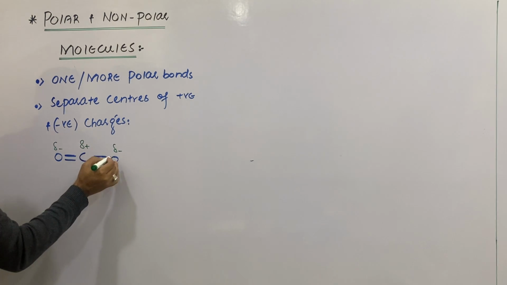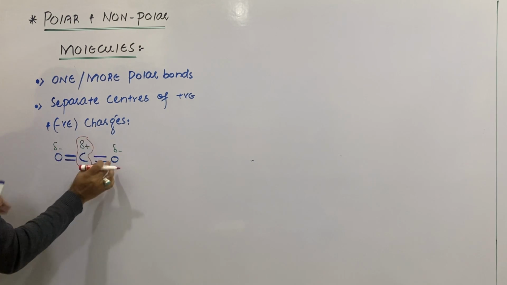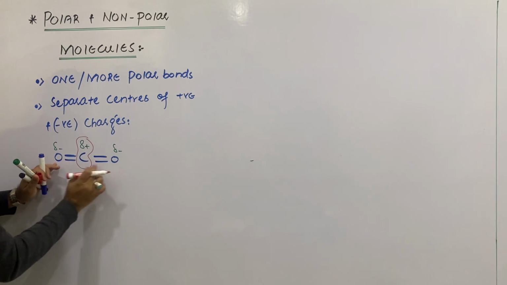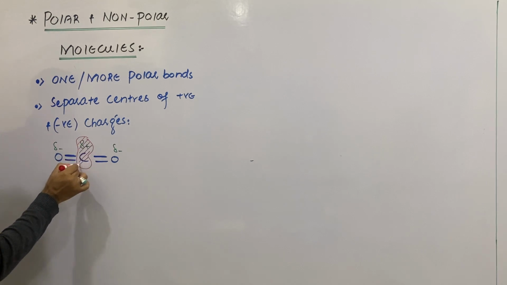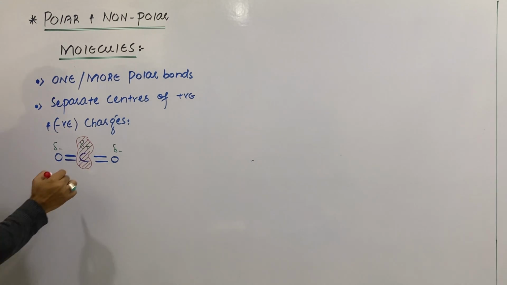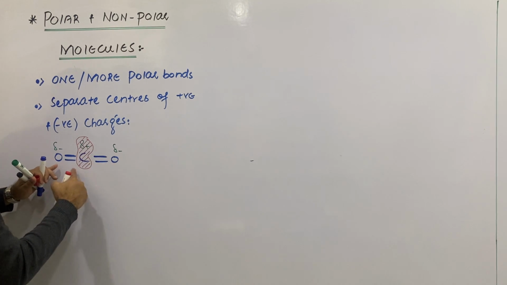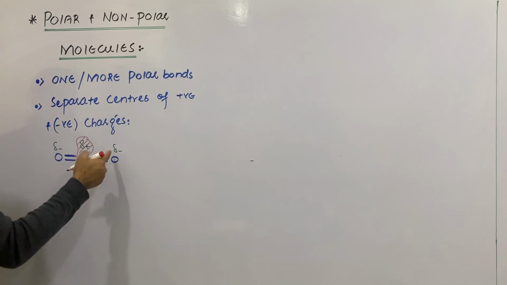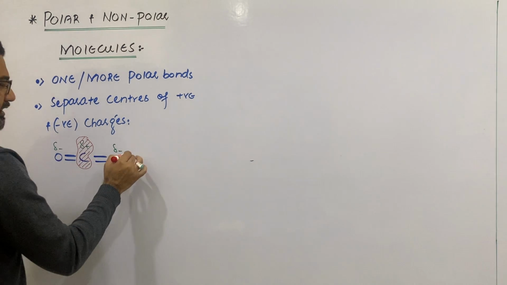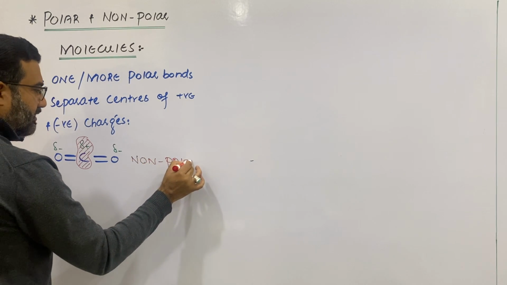My dear students, the center of both these negative charges will be this carbon, because the carbon is the center of both the negative charges. And even the center for this positive charge will also be carbon. So in this case, the bonds are directed in such a way that the center of the negative charges and the center of the positive charge are the same. When the two centers are the same, then this molecule will be considered as a non-polar molecule.